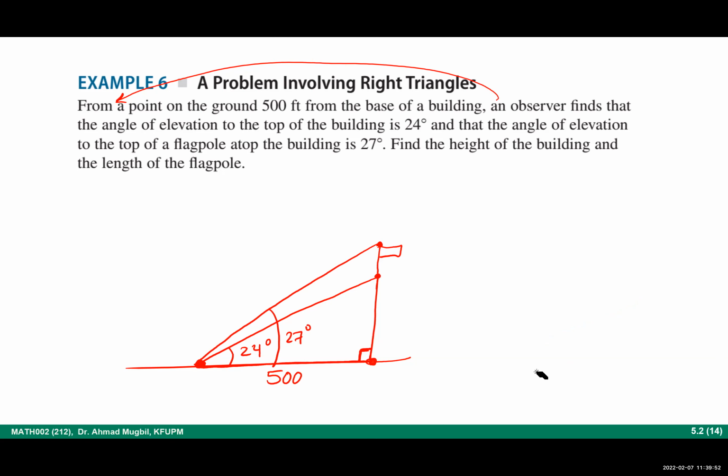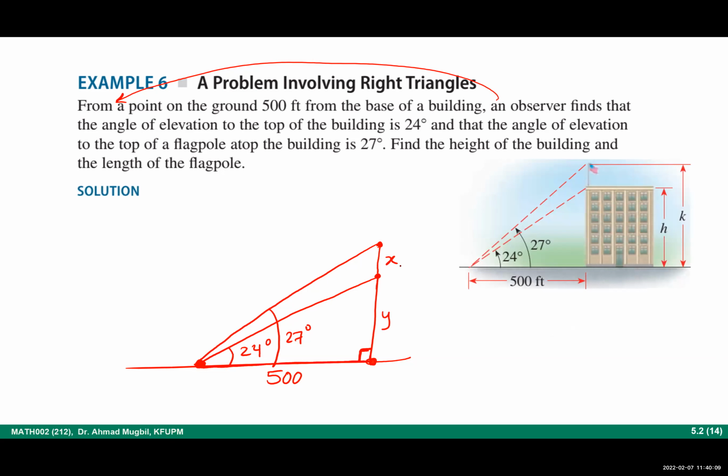Find the height of the building and the length of the flagpole. Okay. So we need to find, let's call this X. Let's call this Y. We need to find X and Y. Of course, the model here is written in a slightly different way, using other notations. Again, these variables are like your son. Give him any name you want. X, Y, Z, W, H, K, whatever.